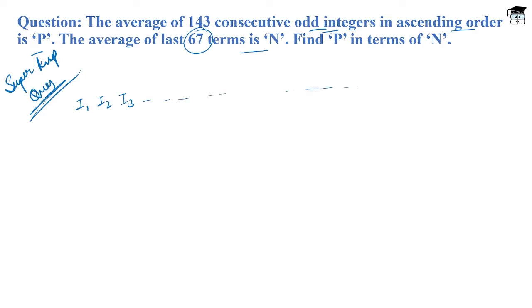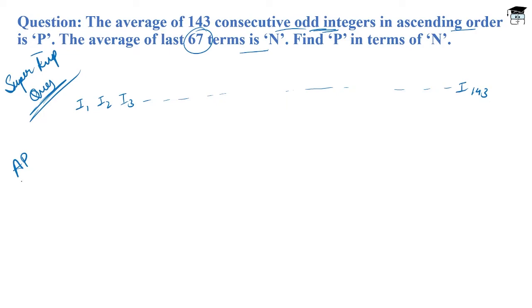Till, you can say, I is equal to 143. The average of 143 consecutive odd integers in ascending order is P. So, the numbers are in AP. They are consecutive odd integers, so the numbers are in AP.